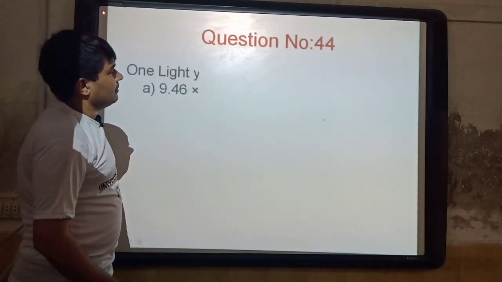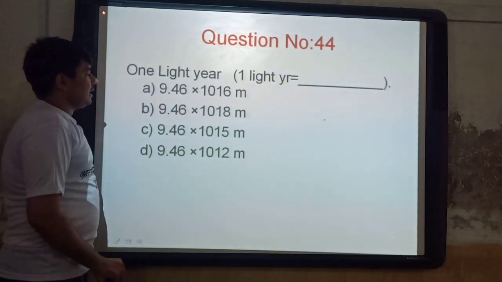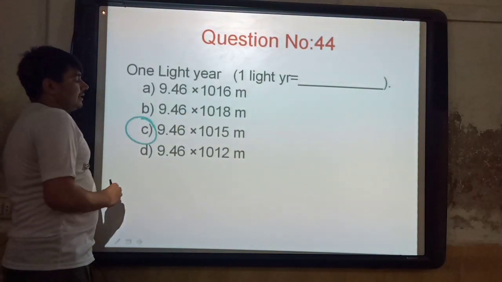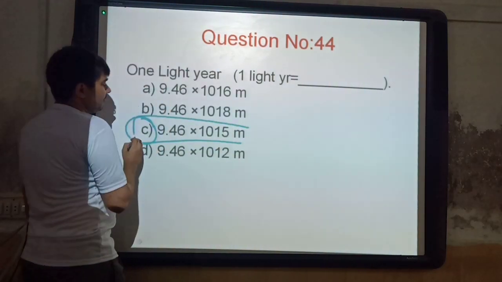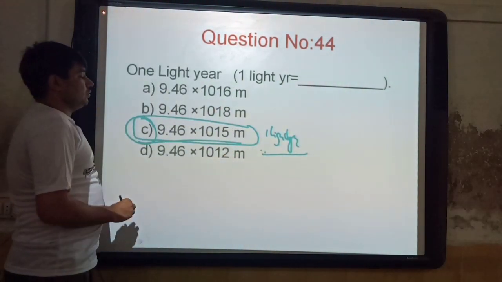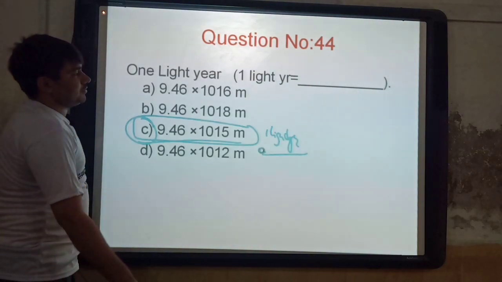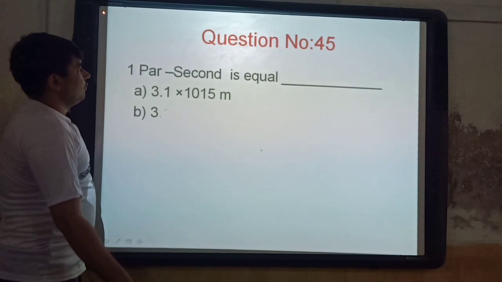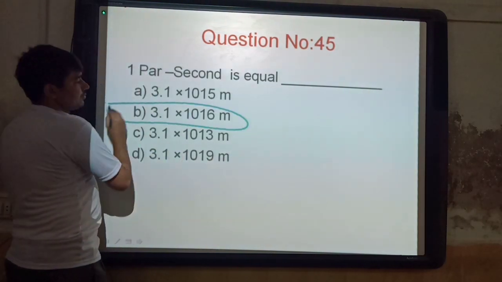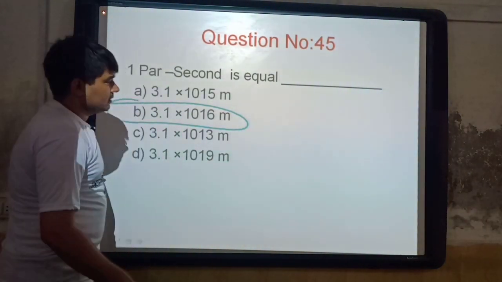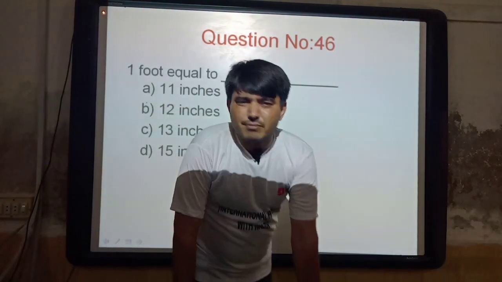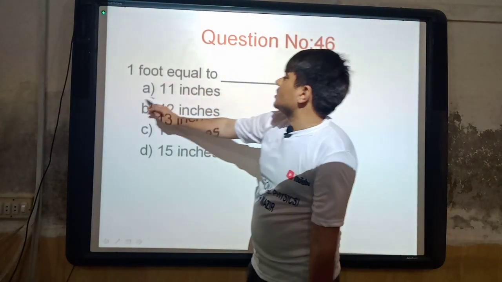Another question for you, question number 44. One light year is equal to 9.46 into 10 power 15 meter. Another question, one parsec. One parsec is equal to 3.1 into 10 power 16 meter. Another question, one foot is equal to, are you feeling easy? This is a very easy question. It consists of 12 inches.